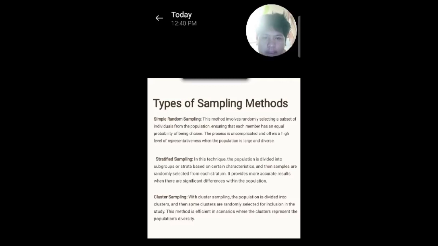Cluster sampling. With cluster sampling, the population is divided into clusters, and then some clusters are randomly selected for inclusion in the study. So, the population is divided and some clusters are randomly selected. This method is efficient in scenarios where the clusters represent the population's diversity. So, it is really efficient with representatives.